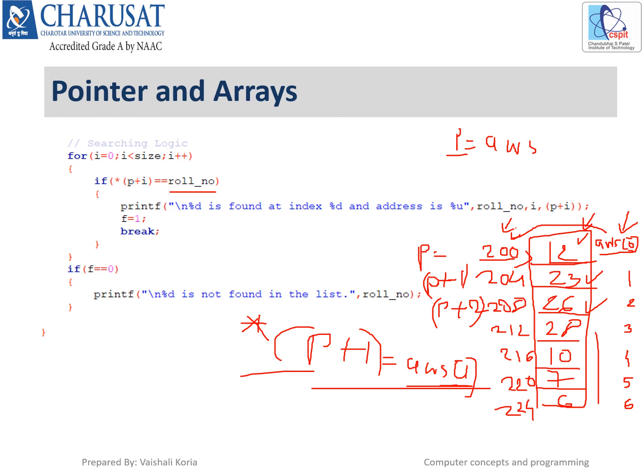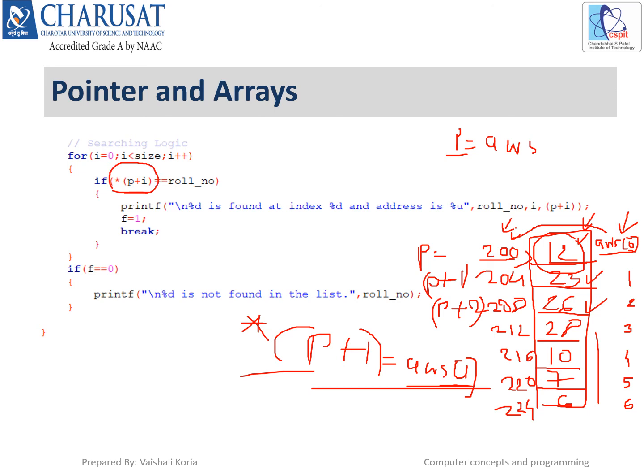So here we need to compare with all the elements of the array, so we need to take a for loop, I is equal to 0, I less than size. Now we need to compare the values, this value and the value stored in the roll number variable. The roll number variable can simply be used with the variable name roll number, but the array elements can be accessed using this *(p+i).